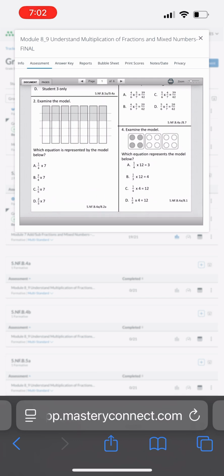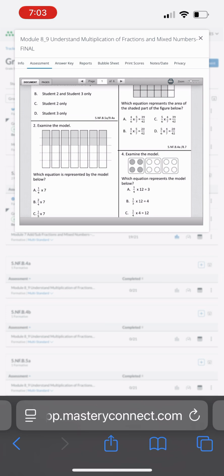Number 2. Examine the model. Which equation is represented by the model below? A, 1/4 times 7. B, 2/4 times 7. C, 1/5 times 7. D, 2/5 times 7.